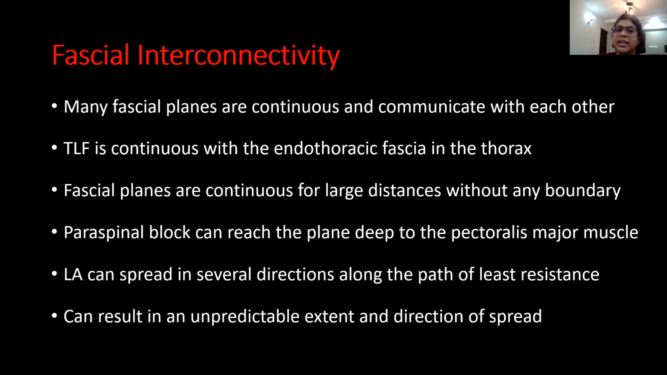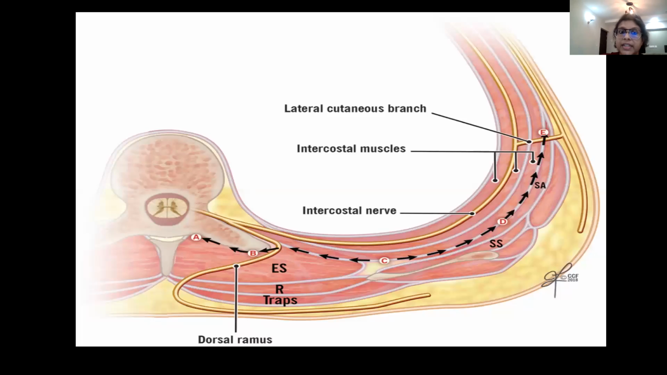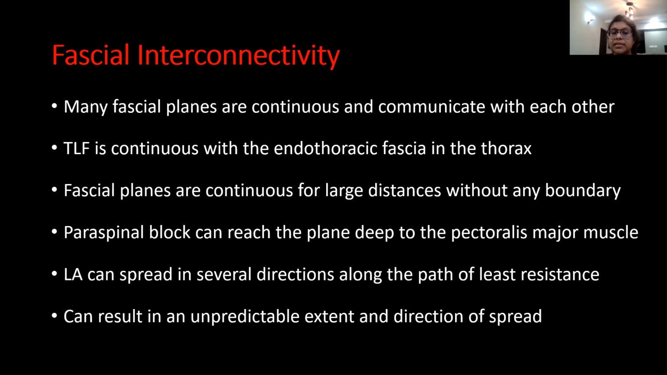Now, this is a concept totally opposite to that of the lines of fusion. Many fascial planes are continuous and communicate with each other. For example, the thoracolumbar fascia is continuous with the endothoracic fascia through the medial and lateral arcuate ligaments. So theoretically speaking, local anesthetic drug given for the ESP block here can spread all the way to reach the plane deep to the pectoralis major. Now, local anesthetic can spread in several directions along the path of least resistance. It can result in an unpredictable extent and direction of spread, which is beyond the operator's control and can contribute to block inconsistency.